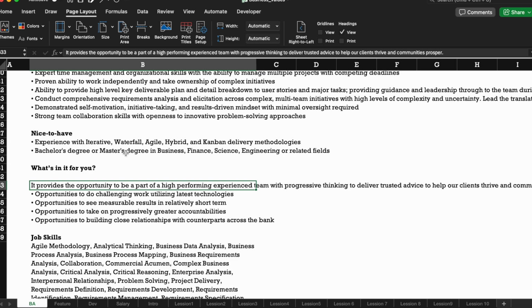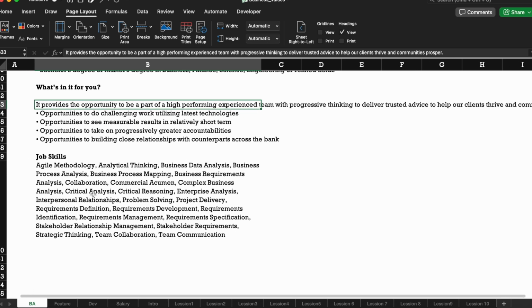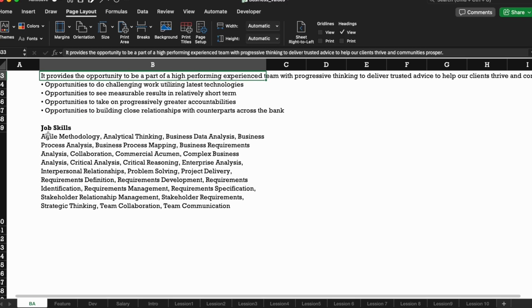Okay, so what we are going to cover in this course are these job skills like agile methodology, analytical thinking, business data analysis, and all of these job skills you will learn. You will be using different projects, including one banking project, to learn all these skills.